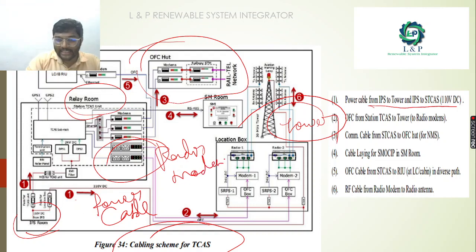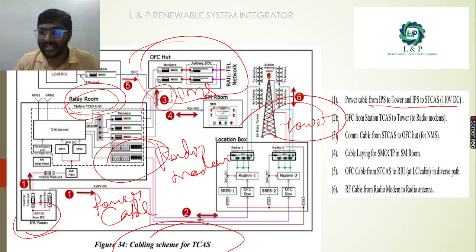Third, we are going to lay the cable from the station train collision avoidance system to the office head. This cable is going to be the network management system cable.